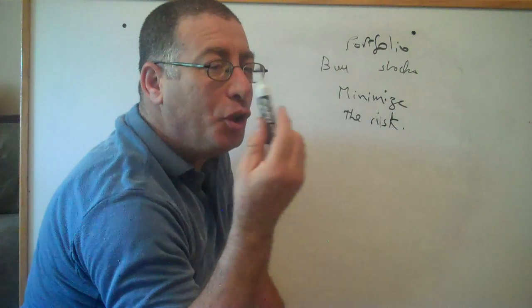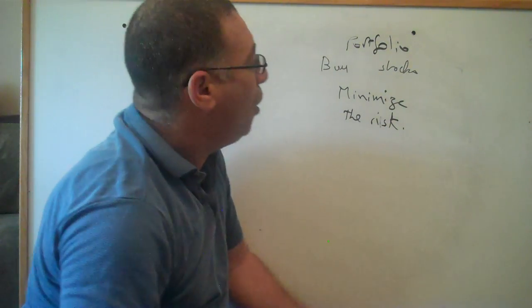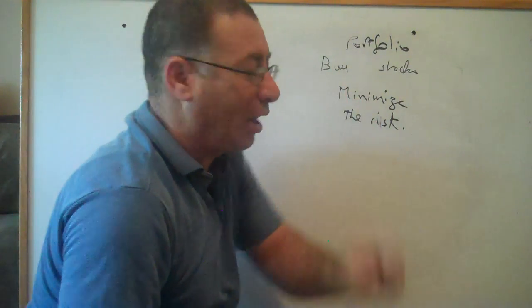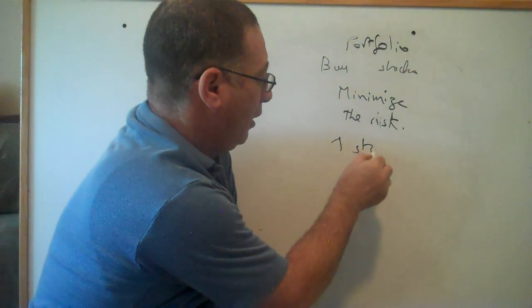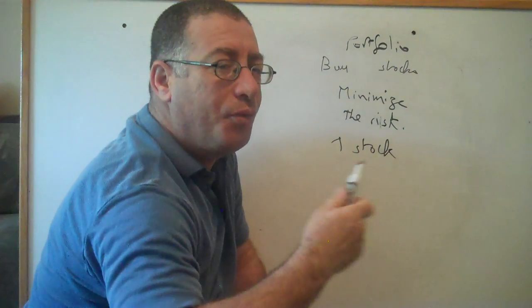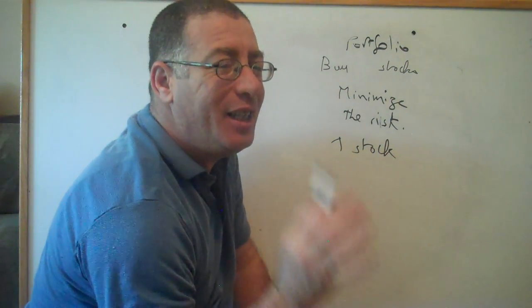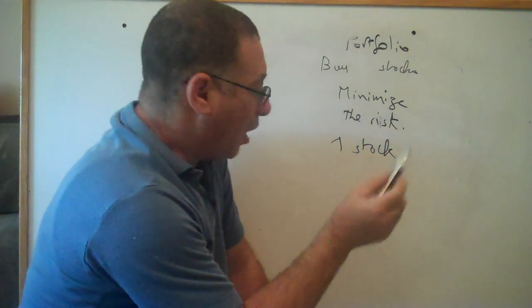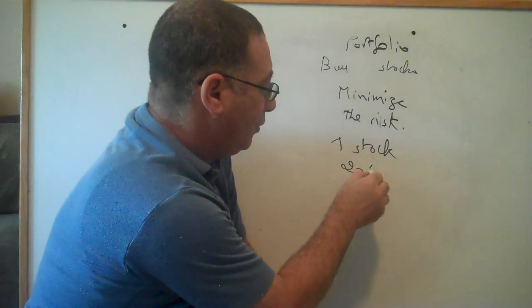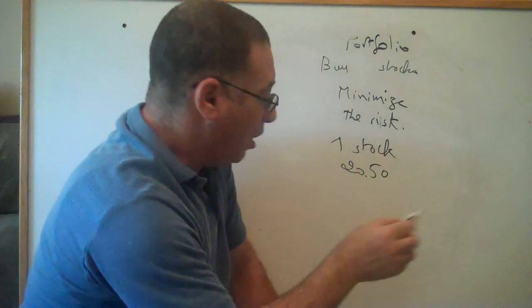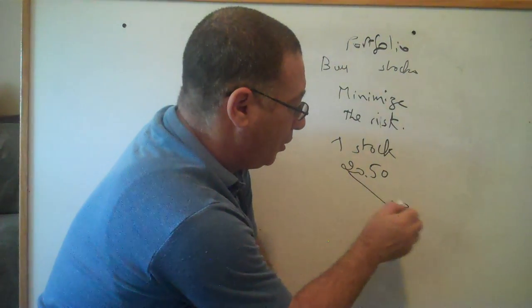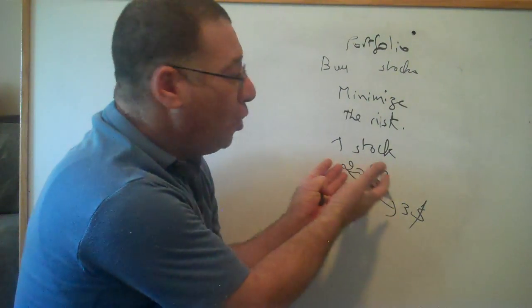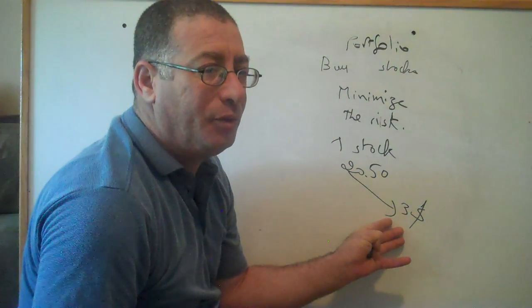Because if you ask me, for example, why should I buy a lot of stocks? Why should I not buy only one stock? One stock for investing is very, very risky. Why is it risky? Because you buy a stock at $20, $50. In 1 year, it can go to $3. So you lose all your capital in 1 year.